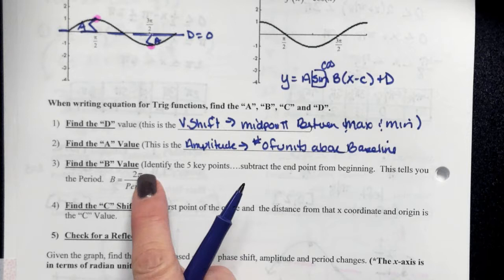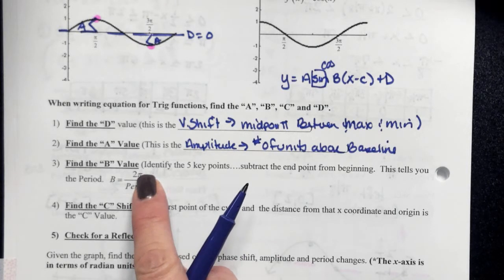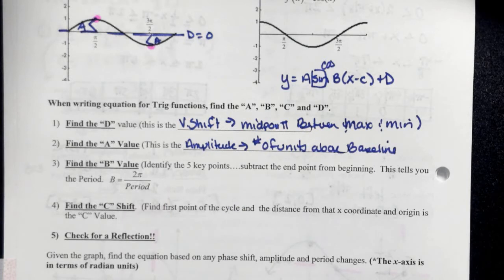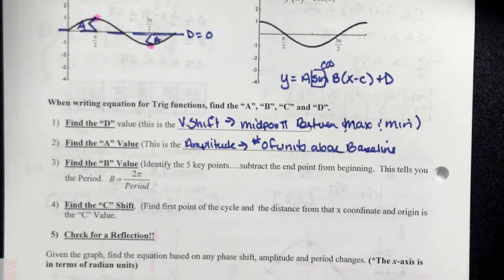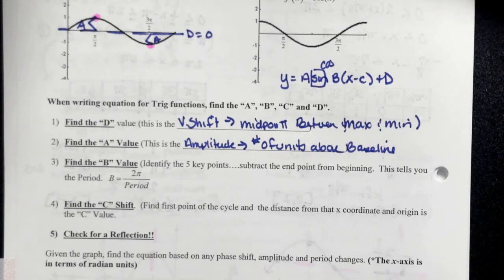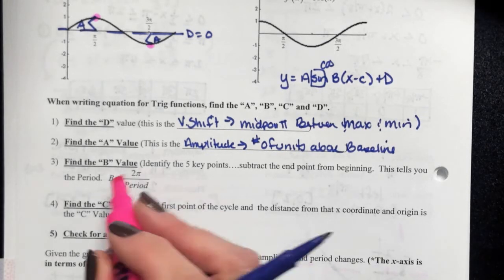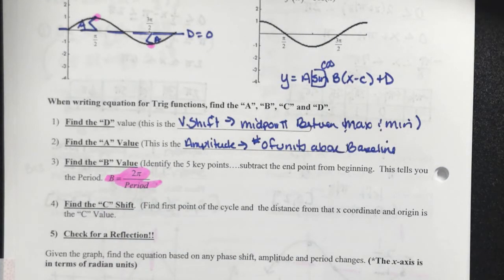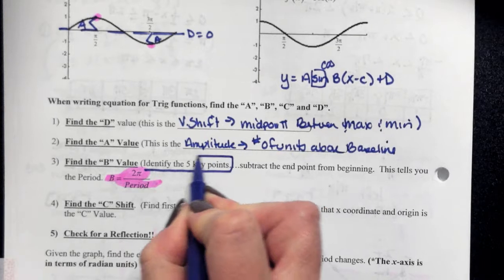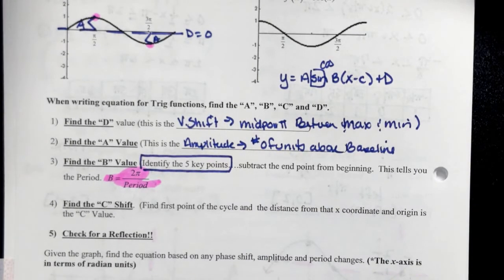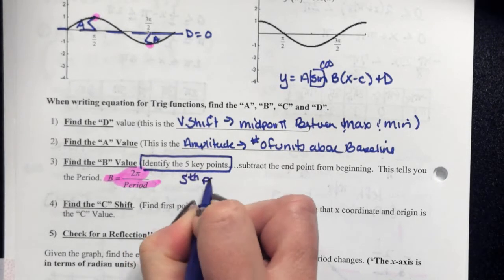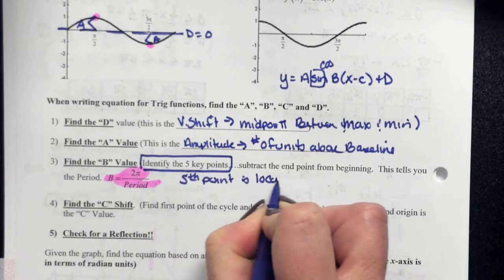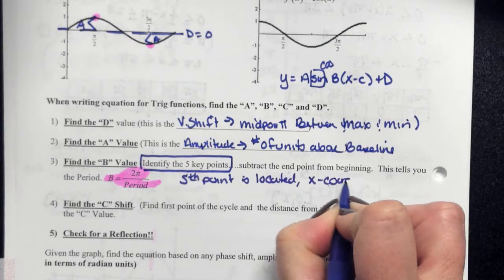Now remember, we have to identify the B value, which is related to the period. The B value is found very similarly to the way we found the period. To find the period, remember, we took 2 pi and divided by the B value. Well, now to find your B value, the value that goes in the equation, it's going to be 2 pi divided by the period. To identify the period from your graph, identify your 5 key points. Wherever that 5th point is located, the x-coordinate is the period.